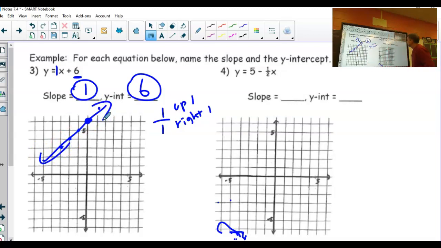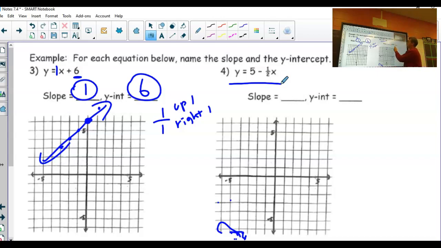Last one. Now this one, I kind of reversed the order. This is the way we've been writing equations for tile patterns. Starting amount plus how many more tiles there are each time. So this would be like a starting amount of 5 tiles, and the amount of tiles are going down by a half a tile each time, if this was a tile pattern, right? Even though it's reversed, can you name the slope and the y-intercept?